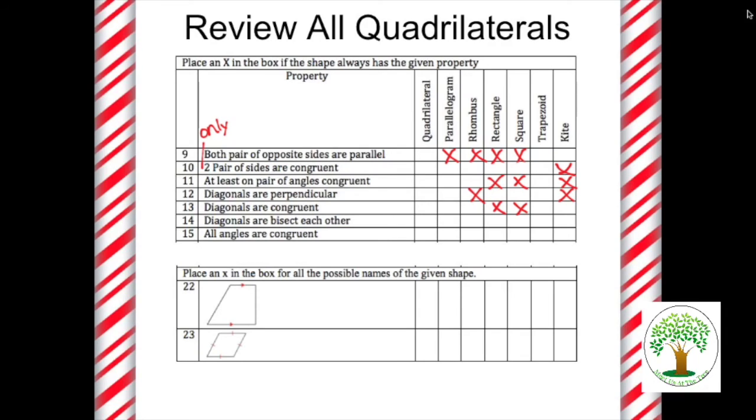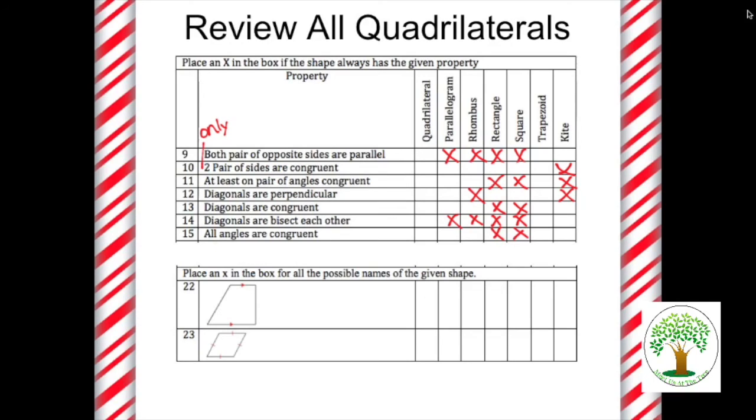Diagonals that bisect each other. It's all the parallelograms. Rhombuses do, yes. Squares do. Rectangles do. Parallelograms do. Last one on that top part: all angles are congruent. Rectangle and square. What about rhombuses? Their sides are congruent, not their angles.